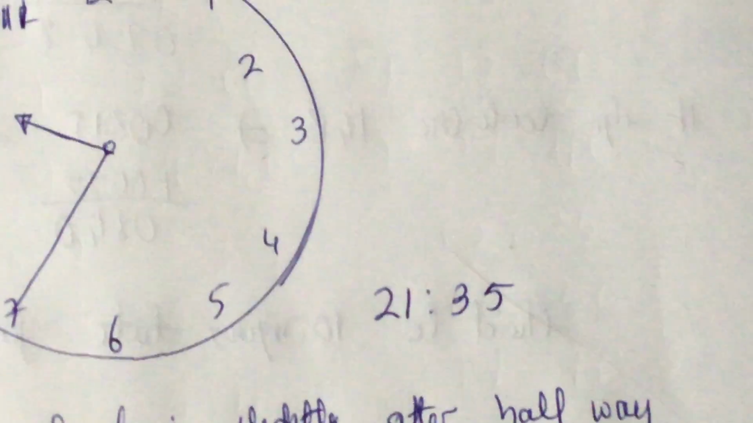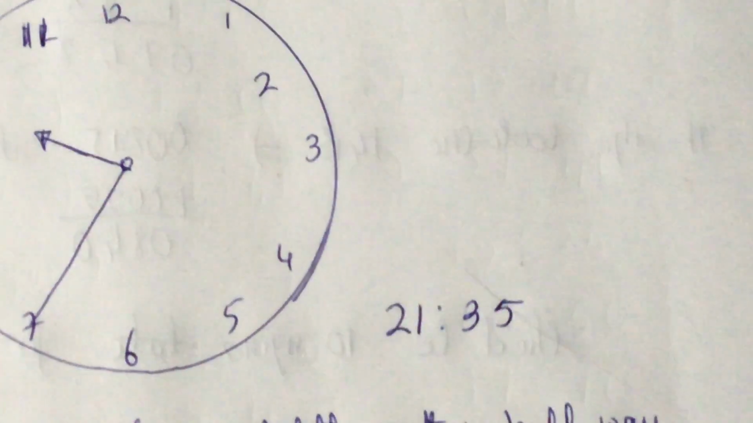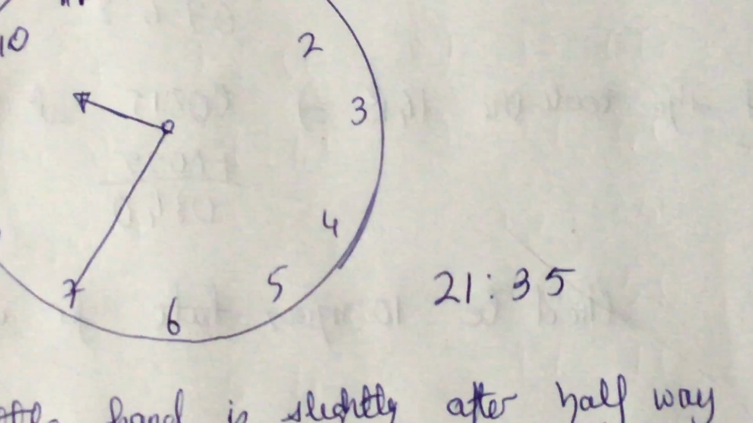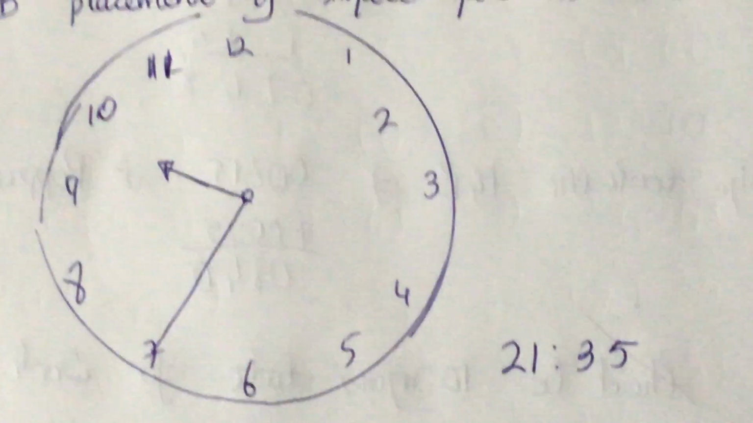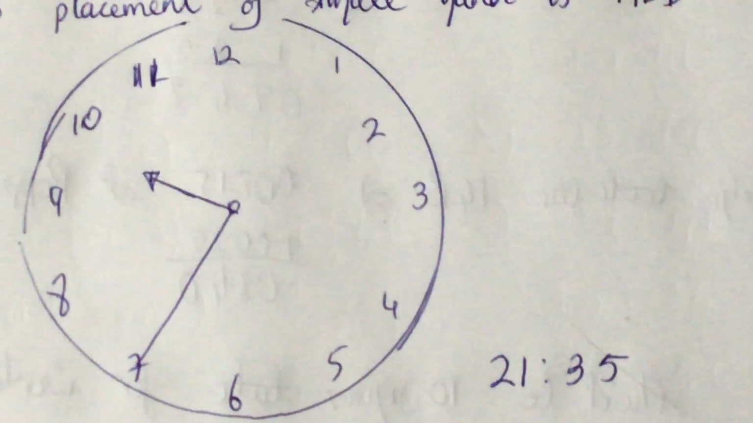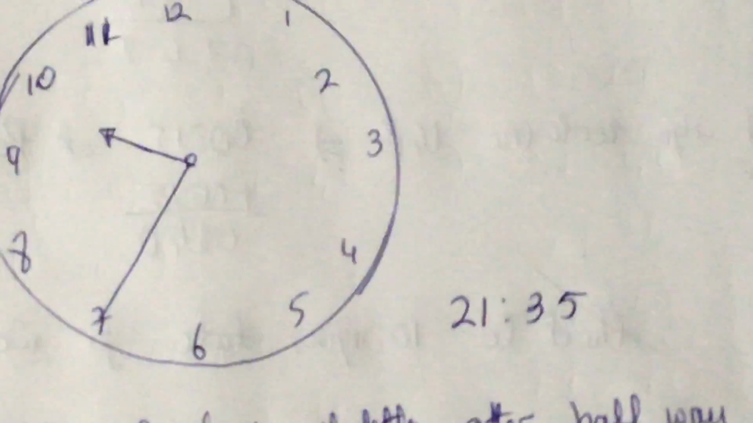So from 9:35, it's gone 35 minutes around the clock from the previous o'clock, 9. The next o'clock will be 10. But how many more minutes has it to go? 35 from 60, 25. So it's 25 minutes to go to get to 10 o'clock. So that means it's 25 to 10 or 9:35 p.m. Both of them are p.m.